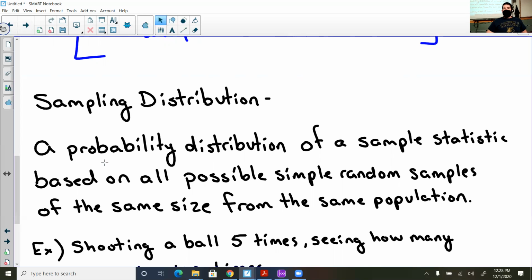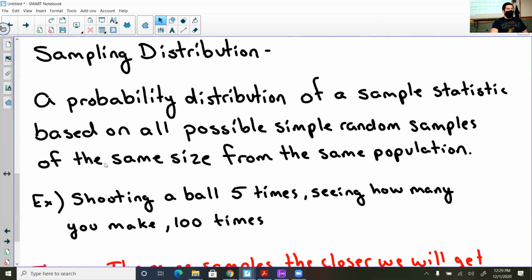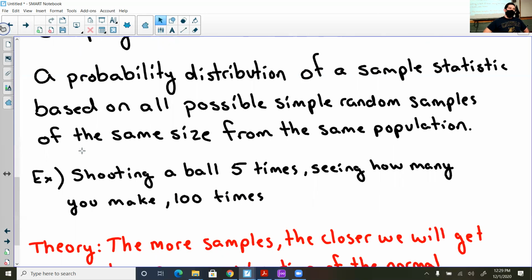If you're walking your dog or drawing a picture, obviously we're not going to know how long it's going to take every single time you draw your picture, but based off of a sample of 100 data points, we can make predictions. An example that some people have done is shooting a ball 5 times.